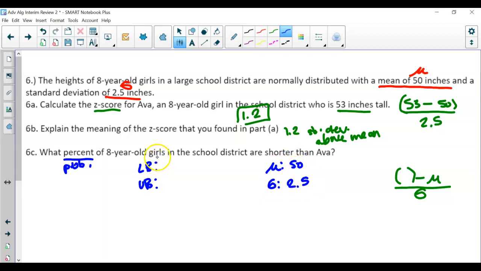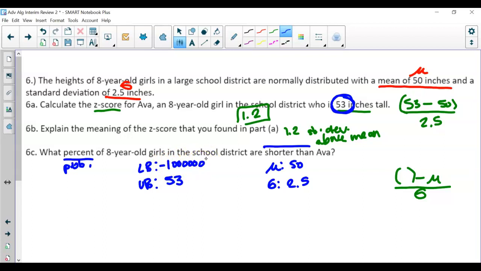So now the lower bound and upper bound. Well, we're talking about Ava, who is 53 inches. And we want to know the percentage or probability of a girl that is shorter than her. So is 53 the lowest or the highest if we want shorter than Ava? The highest, because everybody is shorter, smaller, less than. So 53 is the upper bound, meaning the lower bound is our negative 1 million.